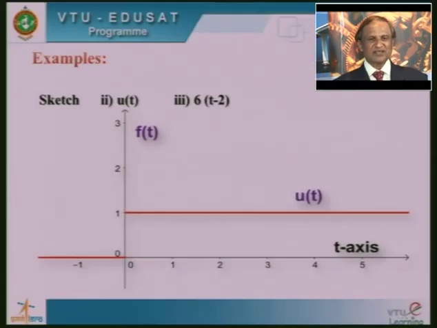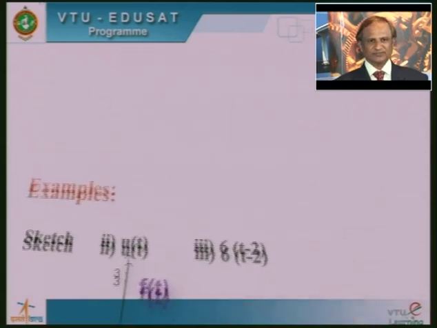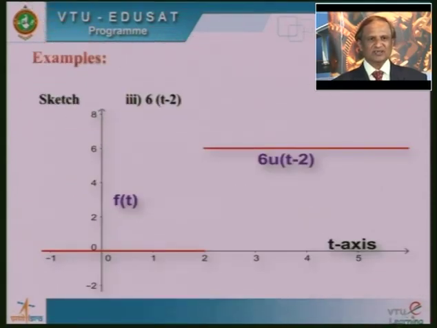In exactly the similar way, you can draw the graph of u of t, which is as good as a unit step function. When t is less than 0, it is 0. When t is greater than or equal to 0, you will get the corresponding curve, and it is denoted by u of t. Now in exactly the similar way you can draw the curve of 6 times u of t minus 2. I think it is printed as 6 times t minus 2, but it is not 6 into t minus 2. Actually it should be 6 times u of t minus 2.